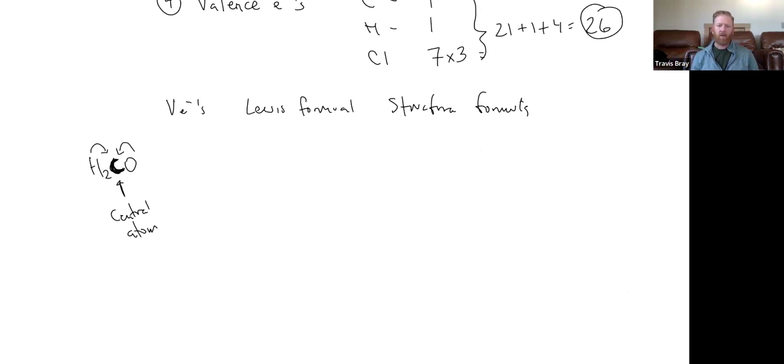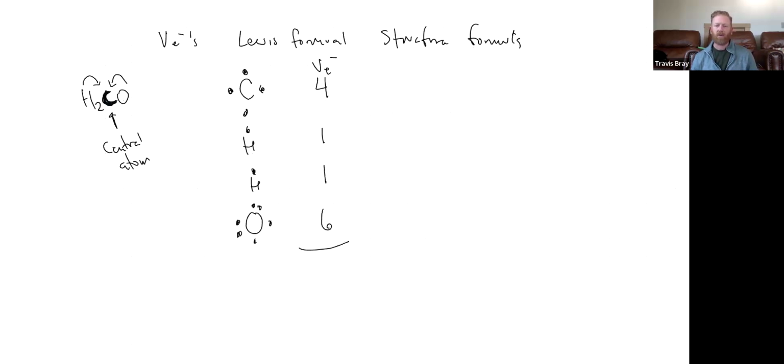So we have carbon. Carbon looks like this. It has 4 valence electrons. I have 2 hydrogens. Here's a hydrogen. Here's a hydrogen. That's 1 valence electron there and 1 valence electron there. And I have oxygen, which looks like this. And that's 6 valence electrons for a total of 6 plus 4 is 10, plus 2 is 12 valence electrons.